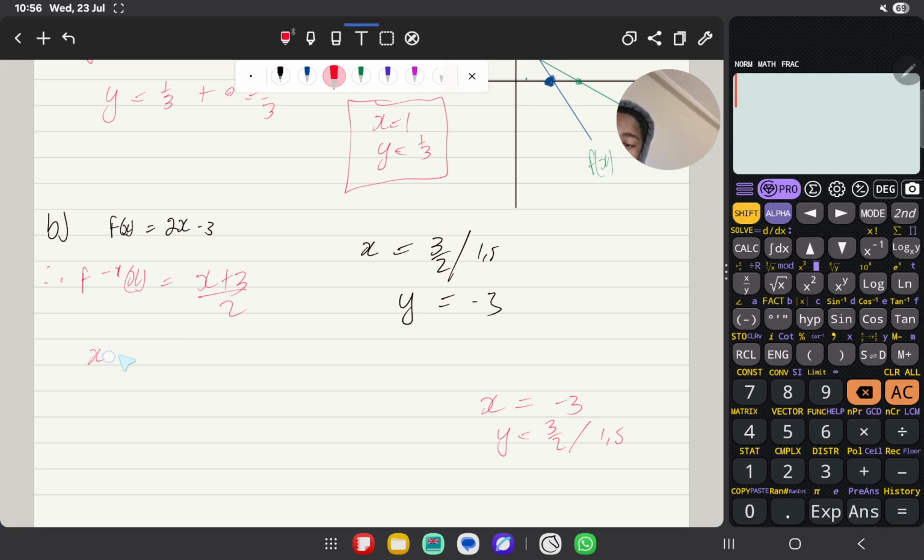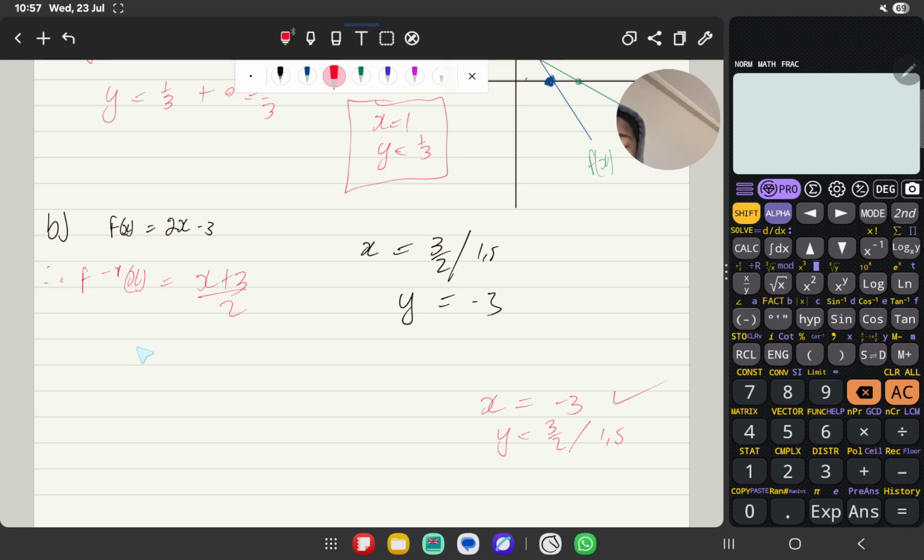So you set y to 0, so you're gonna have 0 equals x plus 3 over 2. You multiply by 2 all over, this will go, and then you have that. So therefore x will be minus 3 because it transposed 3. So we have x equals minus 3. We were right by suspecting x to be minus 3.